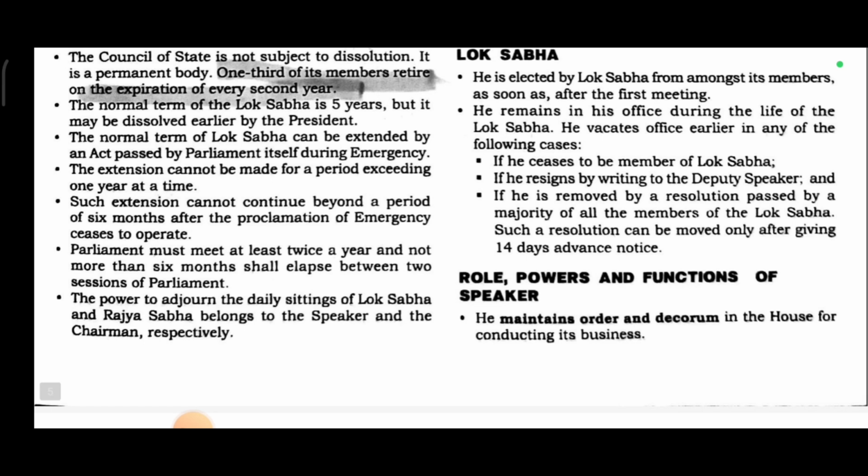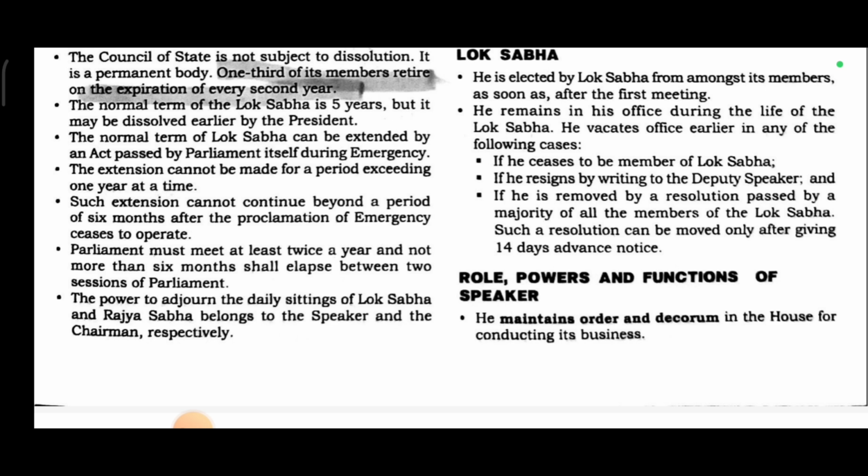The normal term of the Lok Sabha is 5 years, but it may be dissolved earlier by the President. The normal term of Lok Sabha can be extended by an act passed by Parliament itself during emergency. The extensions cannot be made for a period exceeding 1 year at a time. Such extensions cannot continue beyond a period of 6 months after the proclamation of emergency ceases to operate.